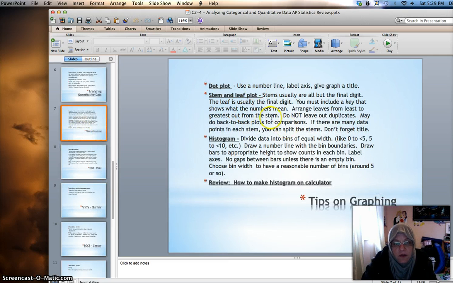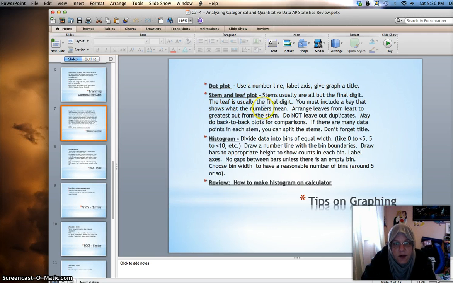Okay, so how do you make the graphs? A dot plot, you use a number line, you label the axis, give the graph a title, and you just put a dot for every outcome on the dot plot. So if there's more than one, say more than one person who is 60 inches tall, you might have 2 dots there if there are 2 people at 60 inches tall, so on and so forth. And so it kind of looks like a histogram when you're done, except it's made of dots. And it has every single value represented.